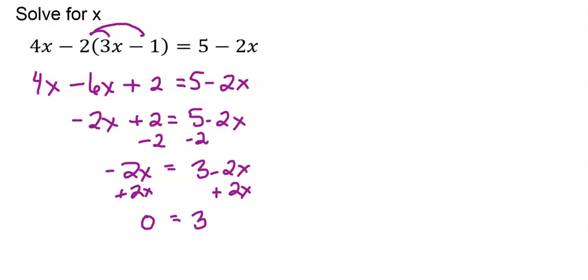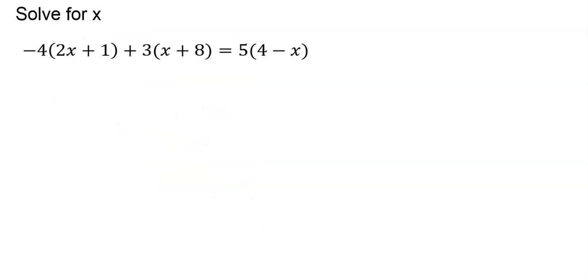0 doesn't equal 3. That's a false statement. If you get a false statement, that means no matter what number we'd put in here for x, we could never get a true statement. So we're going to have no solution. And a way that we can write no solution is with the empty set symbol. So absolutely no number will make this equation true. There is no solution.